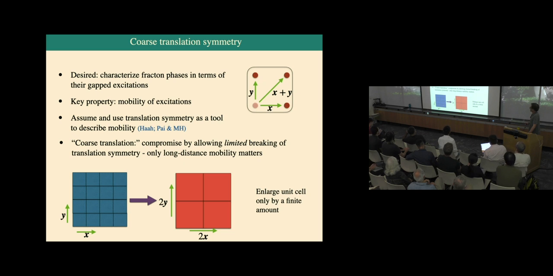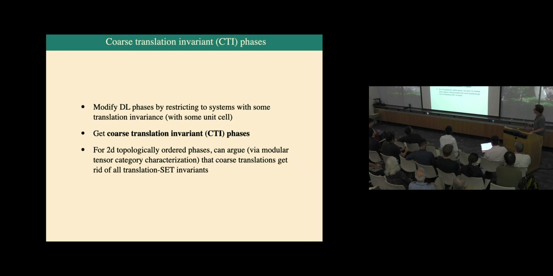Maybe I won't have time to explain that. But the compromise is to say, let's allow some limited breaking of translation symmetry, where we enlarge our unit cell only by some finite amount, arbitrary but finite. So the idea, quickly, is to modify this definition of DL phases by restricting to systems with some translation symmetry, with some unit cell. There's not a fixed unit cell. And then go from there. What that means is that the individual systems you consider always have some translation symmetry, but you can consider deformations where you're allowed to enlarge the unit cell and break the symmetry.